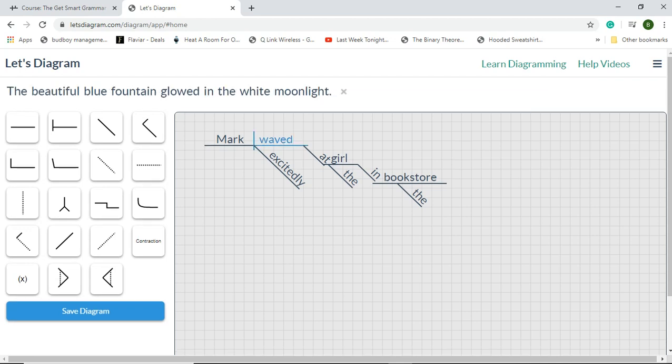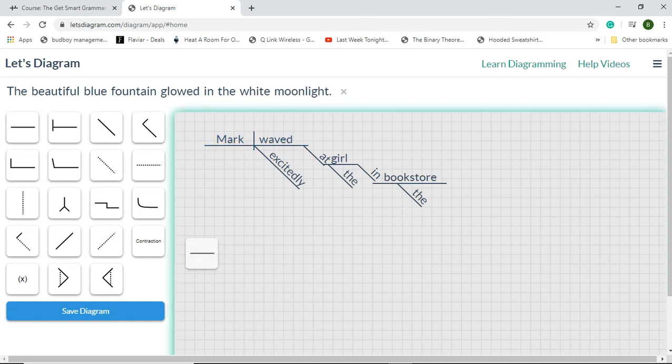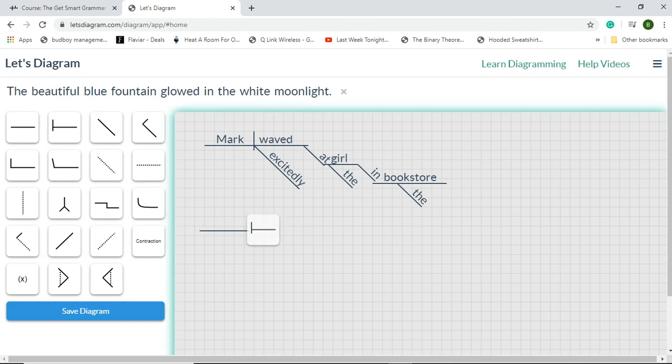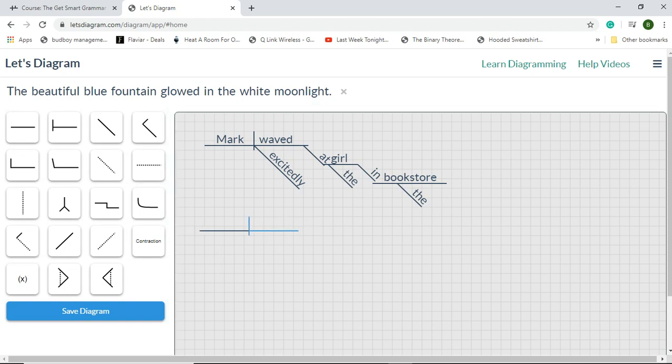So, we're going to diagram this. Like we always do, we make our cross. Let's take a look. So we got to find the subject. What is the subject of the sentence? The subject of the sentence is fountain. Fountain is the subject of our sentence. Okay. What is the verb? What is the fountain doing? It is glowing. So the beautiful fountain glowed. Glowed. Okay.